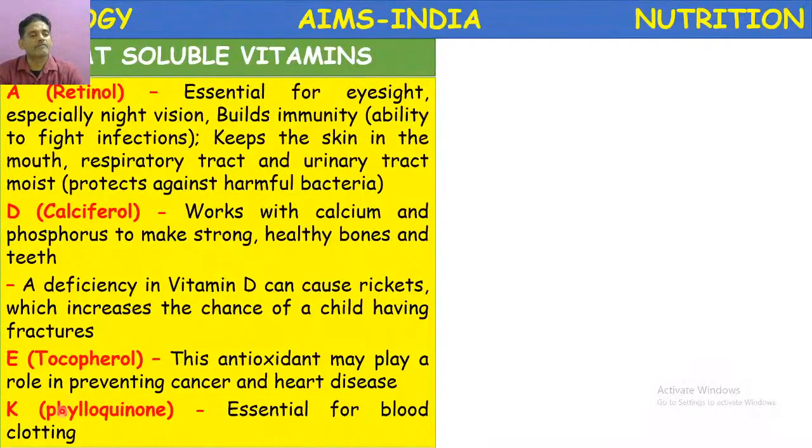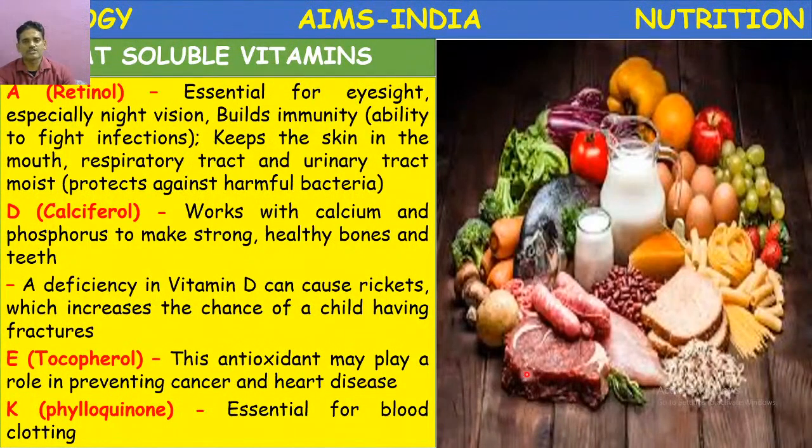Next, vitamin K. Vitamin K is also called phylloquinone, and it is essential for blood clotting. It is also called the anti-hemorrhage vitamin. It will prevent hemorrhage or loss of blood during injuries or wounds.